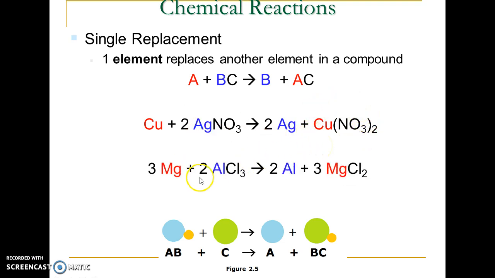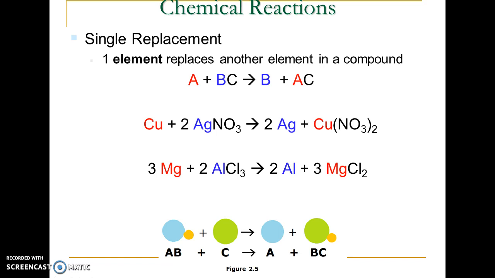Here's another example where we have magnesium plus aluminum chloride yields aluminum plus magnesium chloride. In this chemical equation, magnesium is going to replace aluminum, and aluminum gets kicked out.